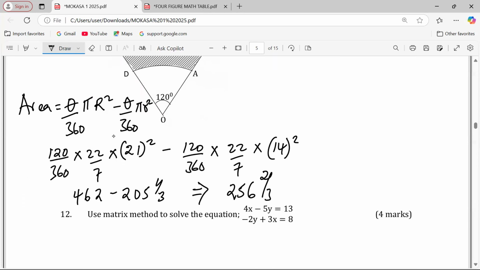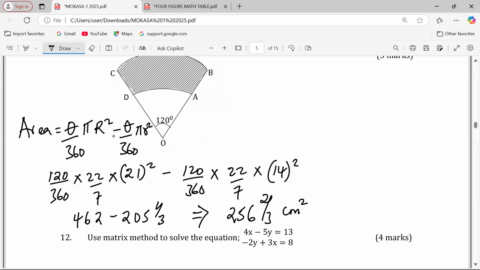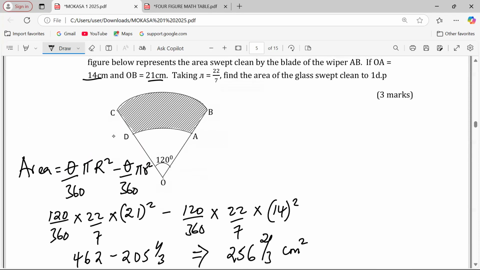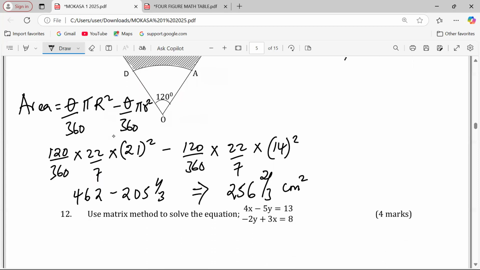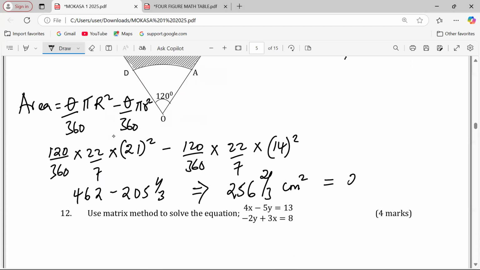This is in square centimeters. That is the exact area. A student can be tempted to leave it like that, but the instructions are very clear: to 1 dp. So this one now has to be concluded as 256.666, which makes it 256.7. This is the final answer which will attract a mark, depending on the instructions.